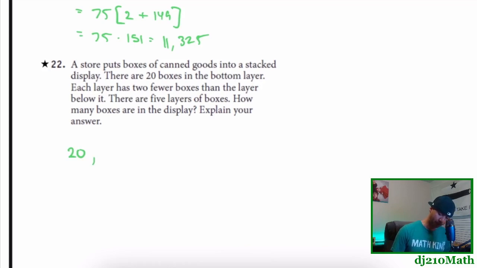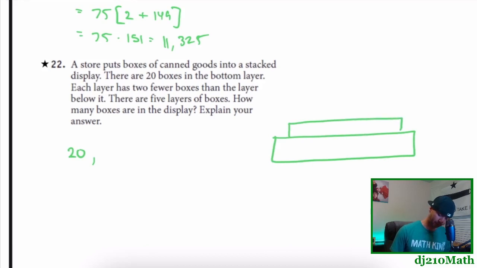So, if you have 20 boxes, right? And then you have 2 less. And then 2 less. And then 2 less, right? Like this pattern keeps going. So you have 20, 18, 16, 14, 12. There are 5 layers of boxes. Explain how many boxes are in the display.